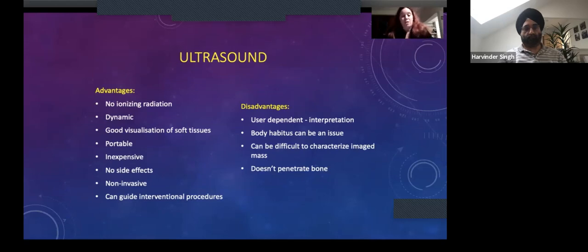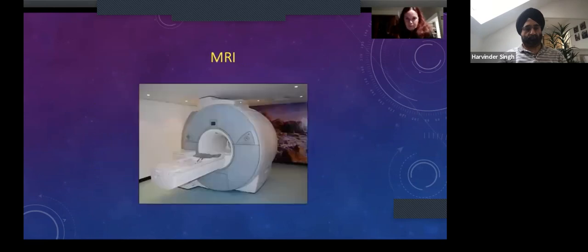The problems with it are its user dependency. The interpretation of the image is based on the user. Body habitus can be an issue, and it can be difficult to characterize masses. It also doesn't penetrate bone.